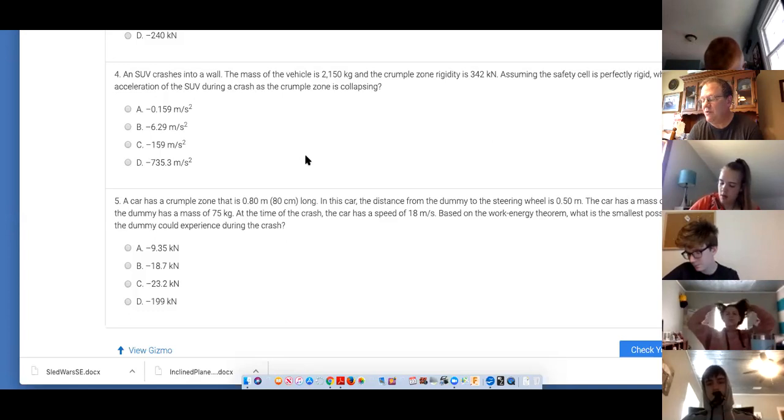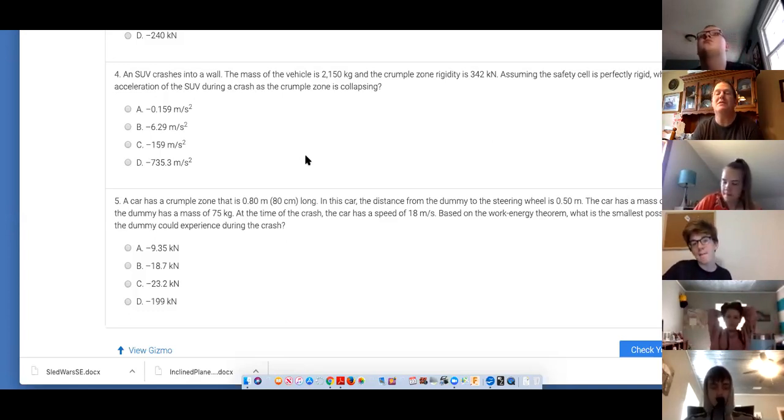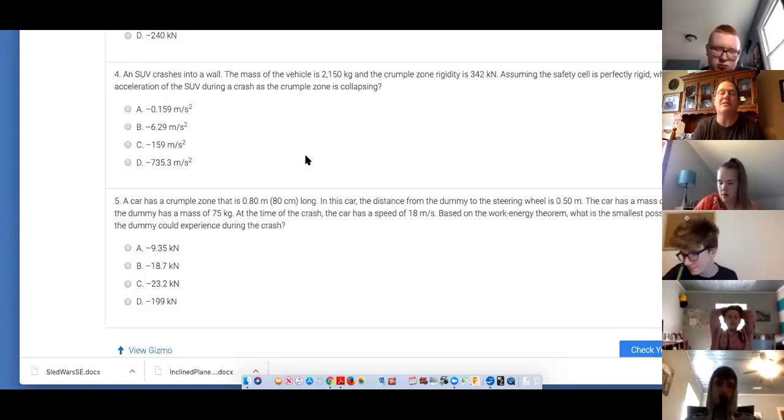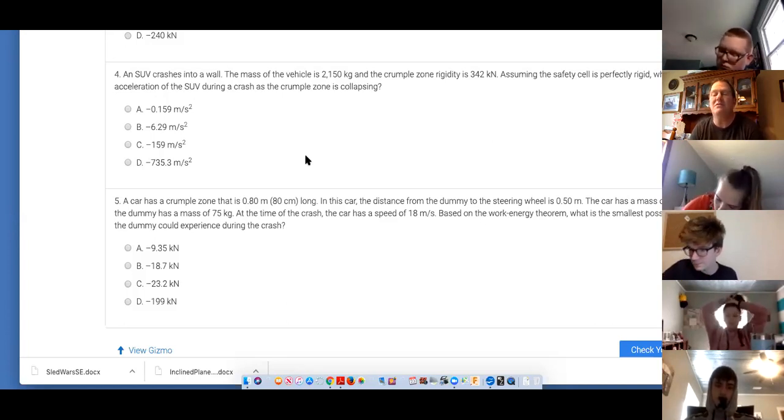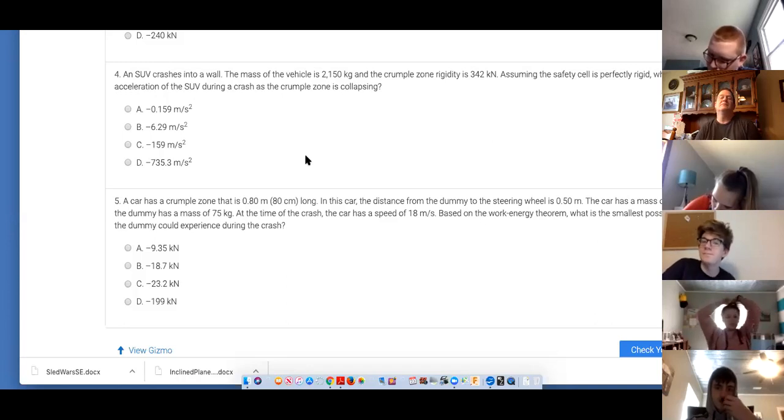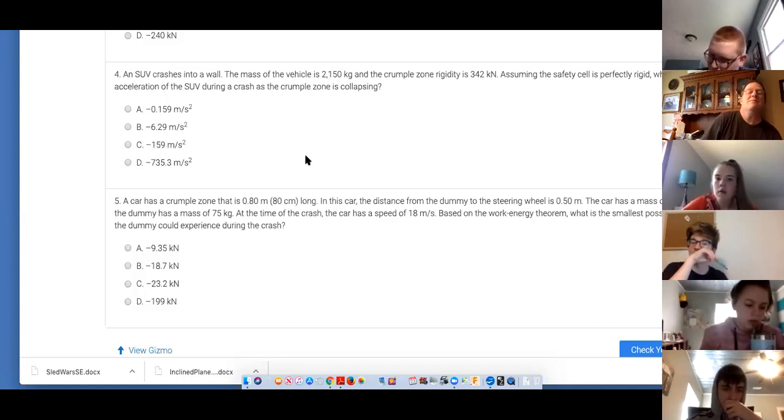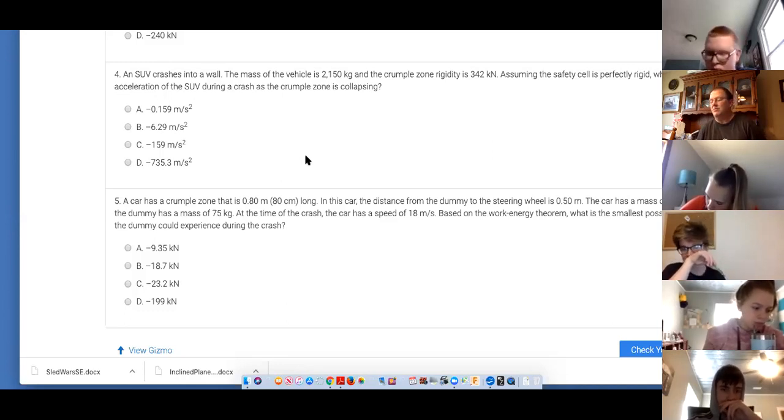To calculate your acceleration, you have to take your force divided by your mass. So take 342,000 divided by 2,150. And remember, it's slowing down. So whatever number you're getting, you have to think about how much negative acceleration it would be.